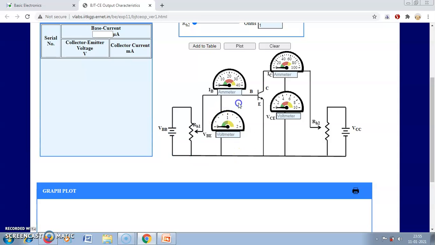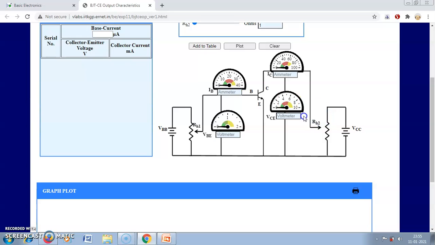So this is the input loop, and in the input loop there is a voltmeter and an ammeter. This voltmeter is used to measure the input voltage across the input terminals, and it is the microammeter. Actually, it is used to measure the base current. The base current is very small, because the doping concentration of the base is very small.